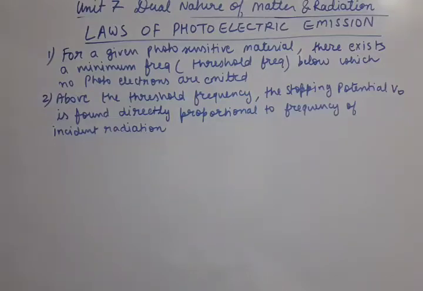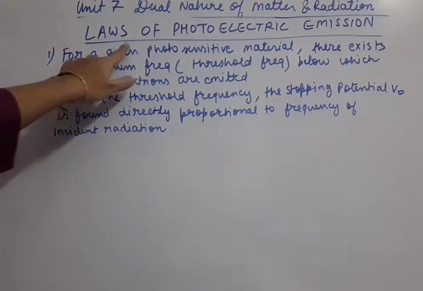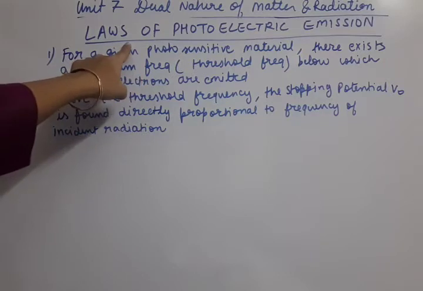Hello students, we have understood the last topic, Lenard and Hallwachs experiment for the study of the photoelectric effect. Now whatever conclusions we have taken out there about the dependence of different quantities like stopping potential and photocurrent on some factors, all those conclusions we are now listing down in the form of laws. So we'll understand now the laws of photoelectric emission.